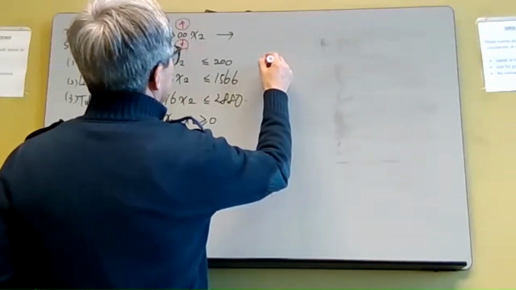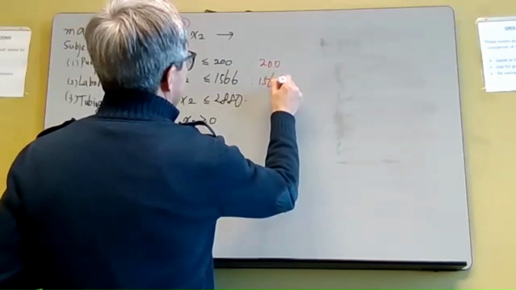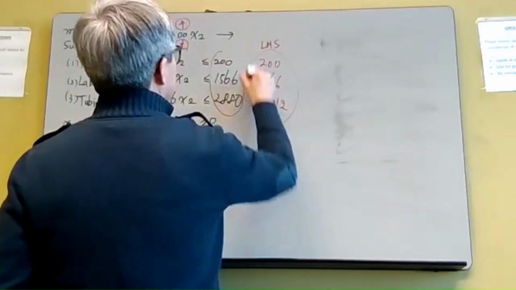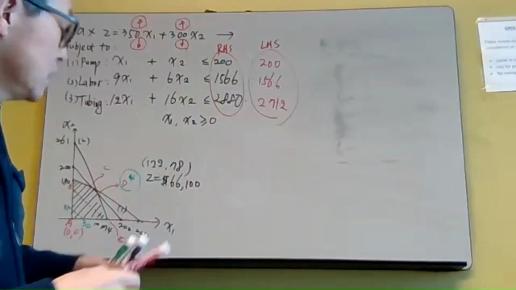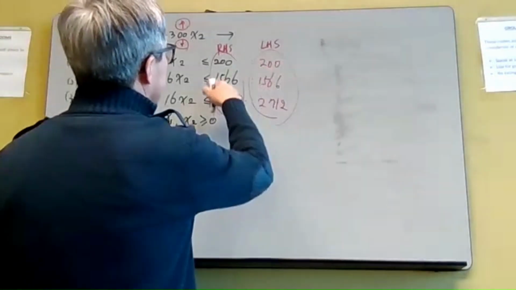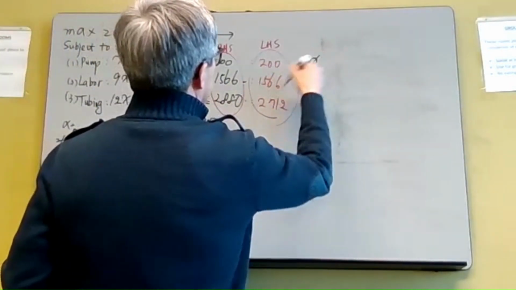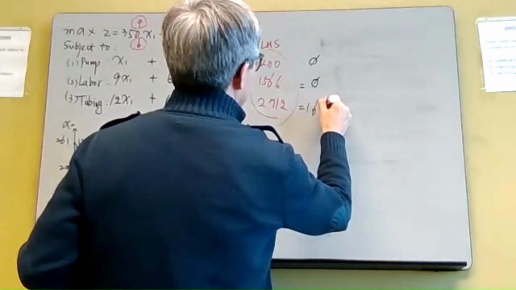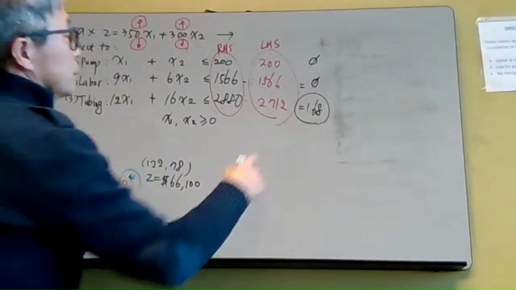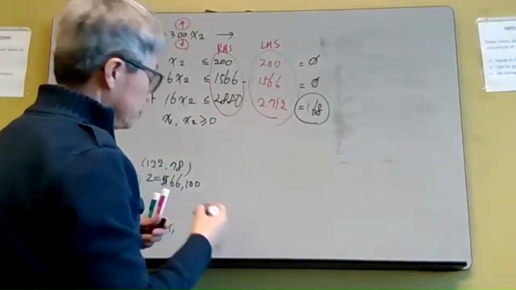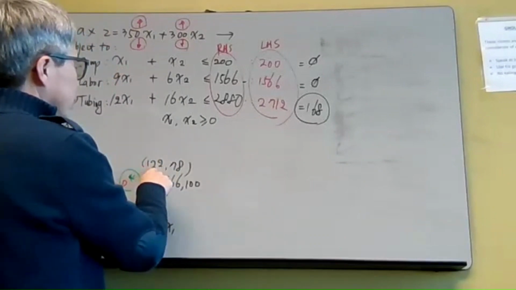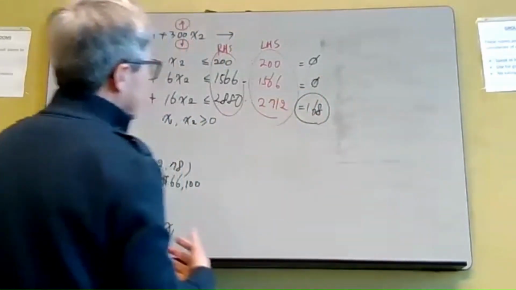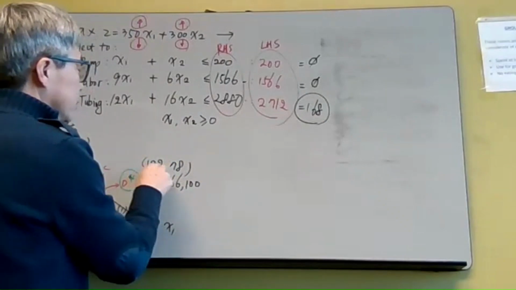That is 2712. These are the left-hand side values, and these are the right-hand side values. So what are the differences between left-hand side and right-hand side? Zero for pumps, zero for labor hours, and 168 for tubing. So you don't have an extra pump to produce products 1 and 2 after you produce 122 X1 and 78 X2. Then you have zero labor hours left, so you cannot add extra labor hours to produce X1 and X2.